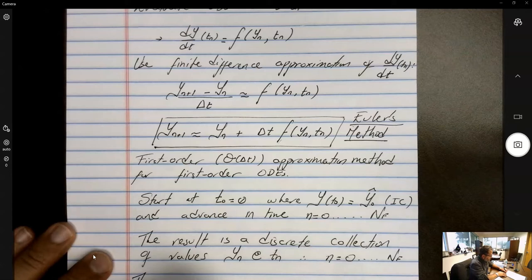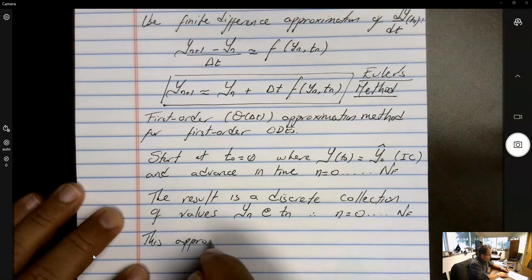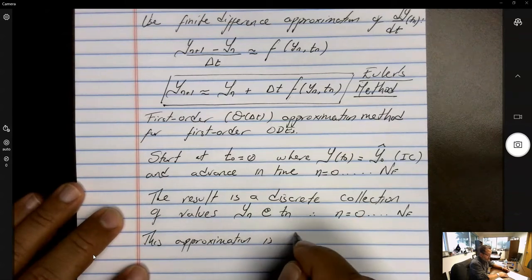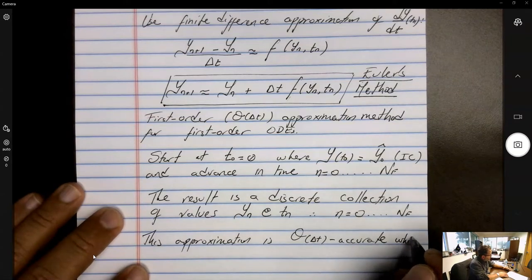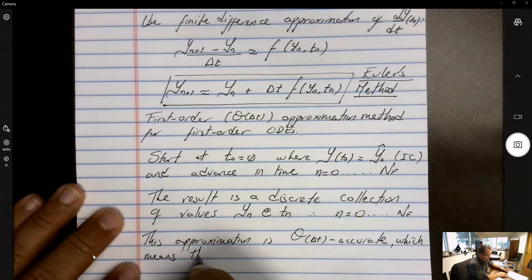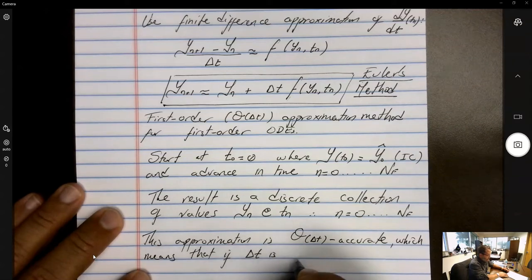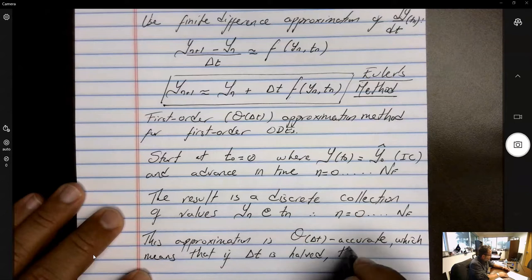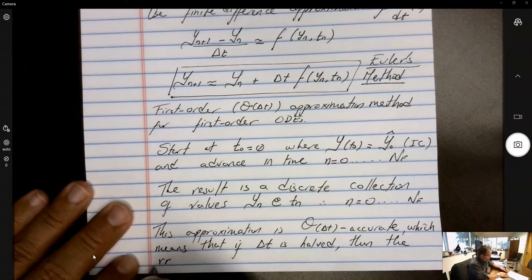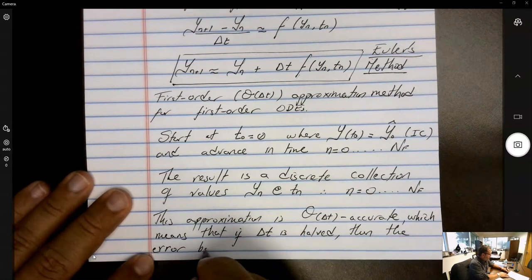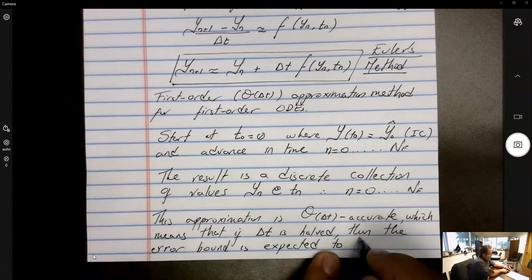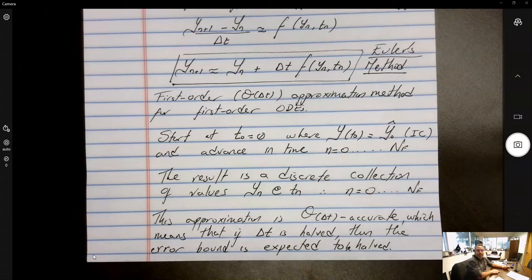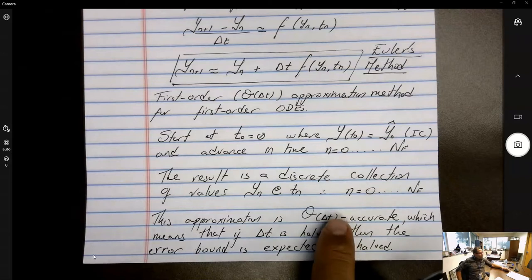So this approximation is order delta t accurate, which means that if delta t is halved, then the error bound is expected to be halved. Okay, that's what order delta t accurate means. That's what first order approximation means.